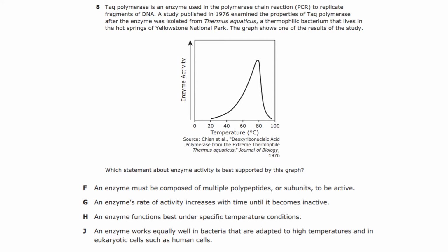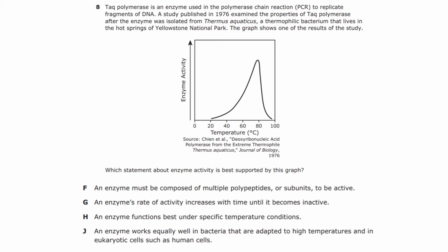So the graph shows one of the results of the study. We look at the enzyme activity and we look at the temperature. The temperature is on the x-axis, left to right, and the enzyme activity is on the y-axis. As the line goes up, the activity increases. If you notice, it starts going up a lot at 60 degrees, and at 80 degrees, it's really high, and then it starts coming back down at 100 degrees.